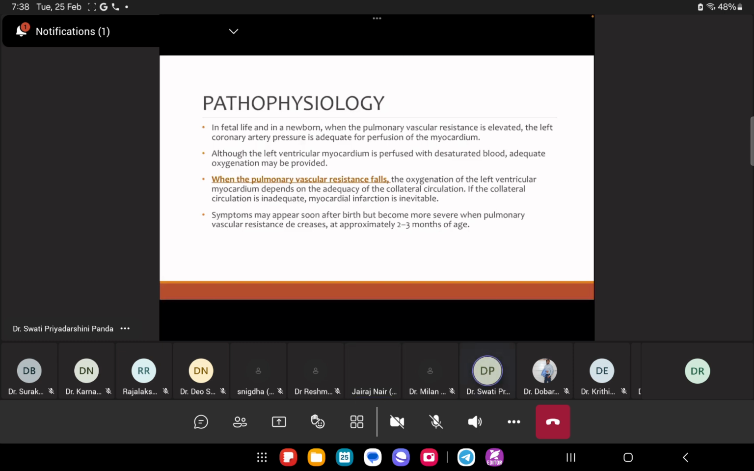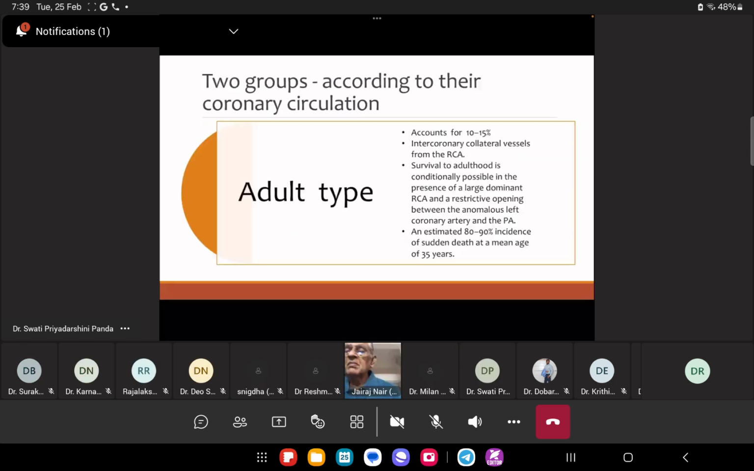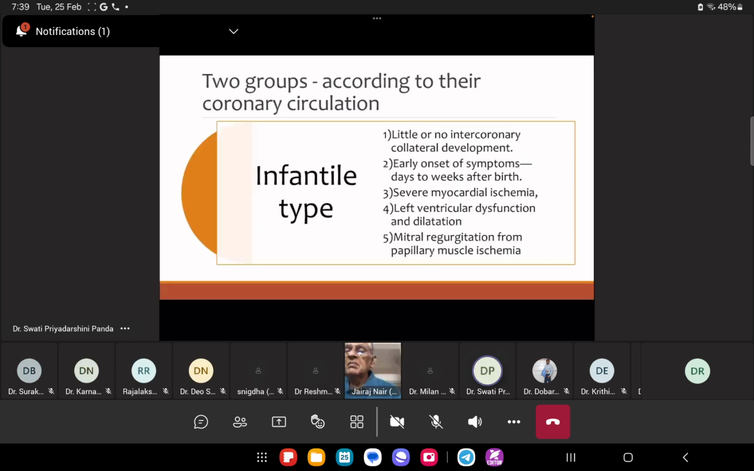Okay, sir. In fetal life, in newborn, there is pulmonary vascular resistance. Can you just go back to the infantile and adult type, please? This one, sir? Yeah. Okay.